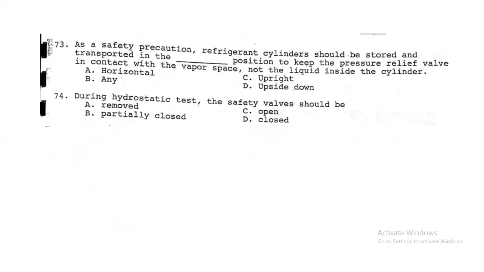So next, 73. As a safety precaution, refrigerant cylinders should be stored and transported in the blank position to keep the pressure relief valve in contact with the vapor space, not the liquid inside the cylinder. So ang 73, sagot dyan is upright, laging upright. Then 74, during hydrostatic test, the safety valve should be, syempre, removed.